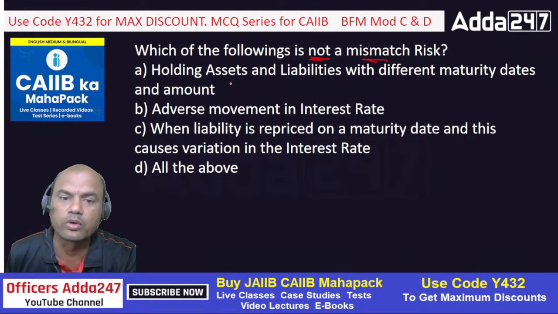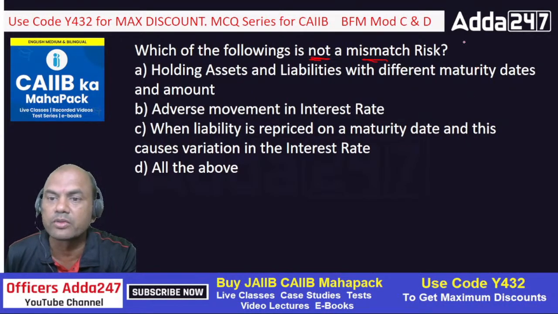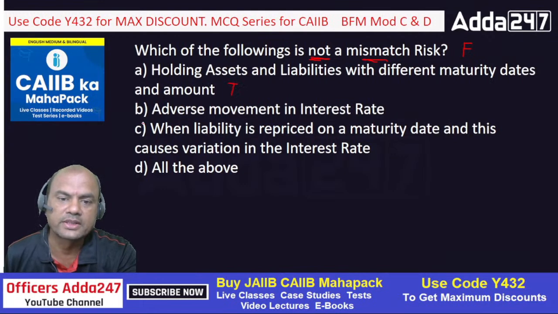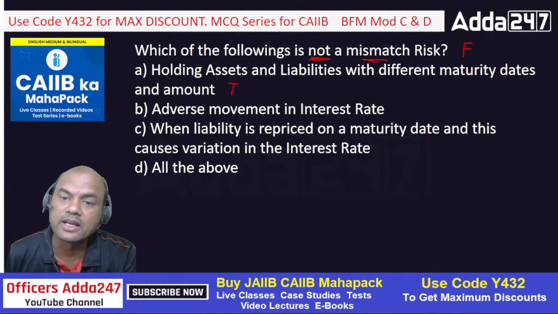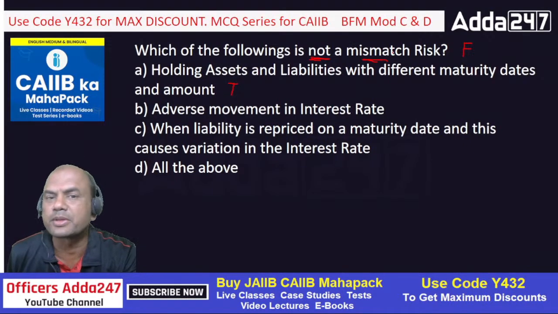This is true. I'll write true or false. What do we want in the question? We want false. What is the answer over here? This is true. Okay. Next, adverse movement in the interest rates. So not a mismatch risk. It means interest rates are moving up or down in the reverse direction. Is this related to mismatch? What is mismatch? Durations. And adverse movement in the interest rate means asking rate.